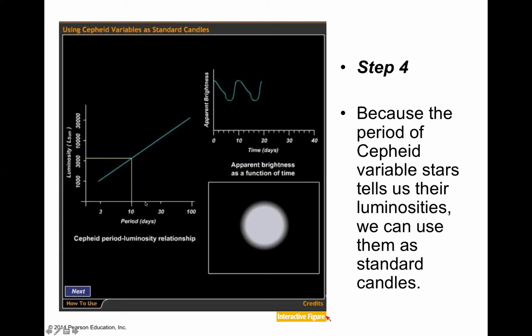If you can measure the period, and measuring the period is easy, all you have to do is watch these things vary over several days, over several cycles, and then figure out how long it takes to go from peak to peak. You can use this chart to tell you what the absolute luminosity of the star is. And once you know the absolute luminosity, it's a standard candle, and all you have to do is measure the brightness to get the distance to it. So that's the method of standard candles and how it works, particularly with Cepheid variables and the very important period-luminosity relationship. You can measure the period easily, that tells you the luminosity, and you can use the luminosity to tell you the distance to the star.